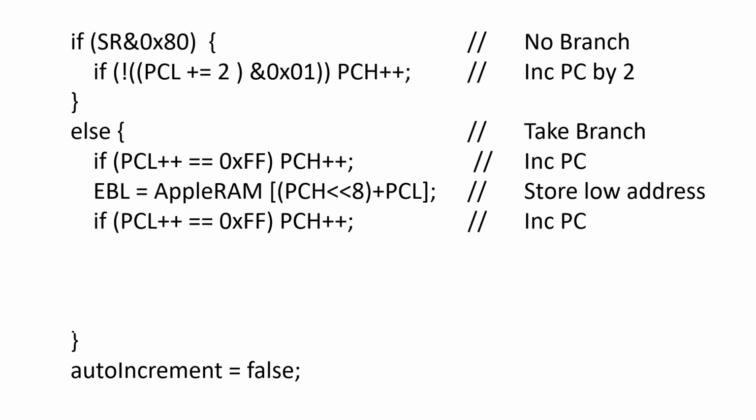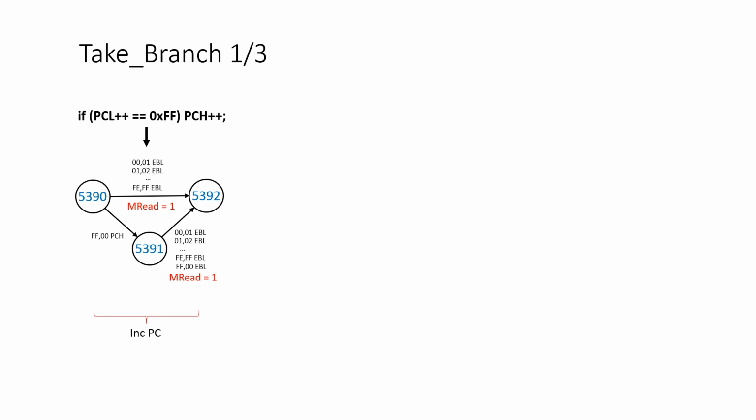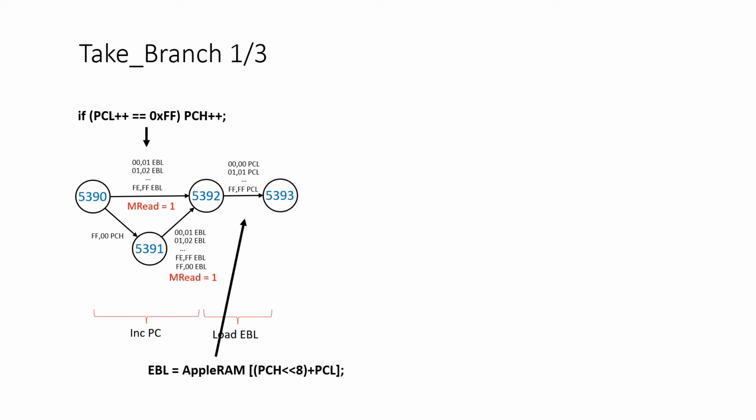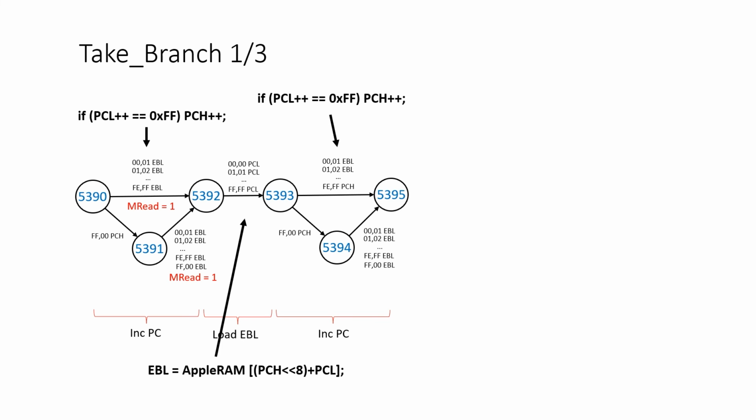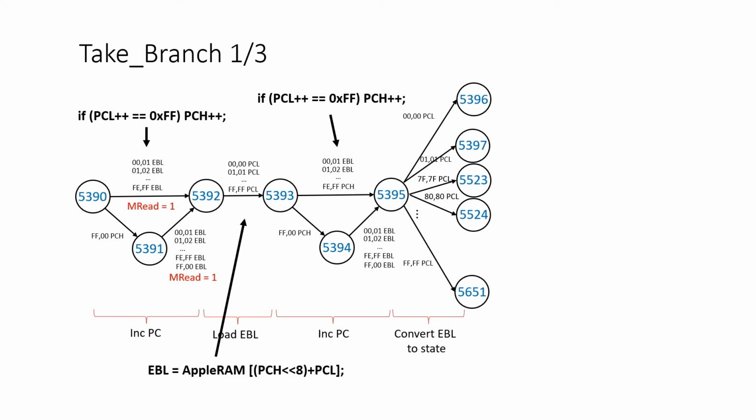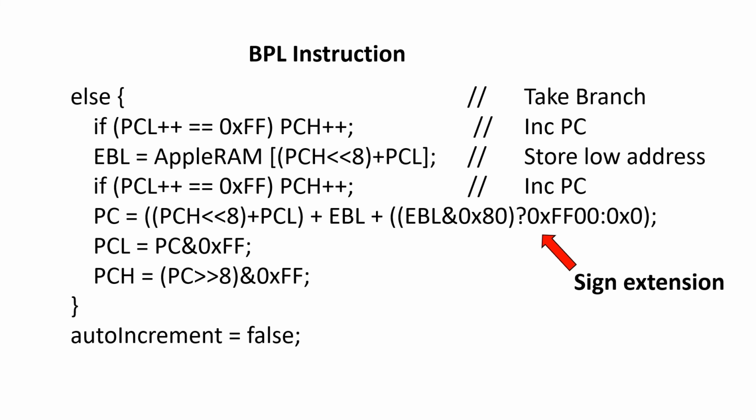So if we look at the first 3 instructions in the take branch arm of the if statement, we increment the program counter, load the system memory value into EBL, and increment the program counter again. So I need to do something with this value of EBL, so I'm going to convert it to a state, or a rule number. But in all honesty, I don't really want to perform a 16-bit addition.